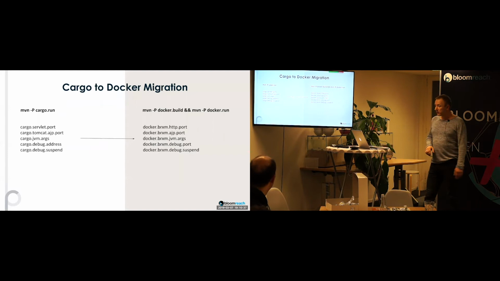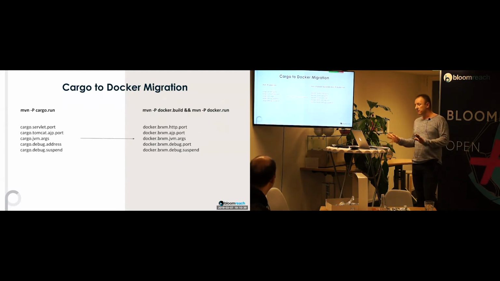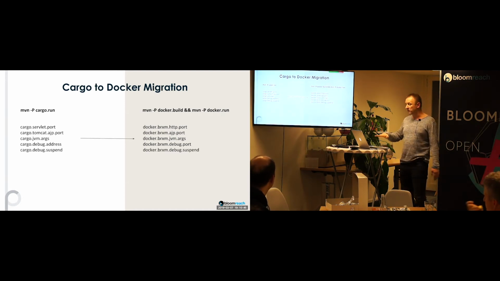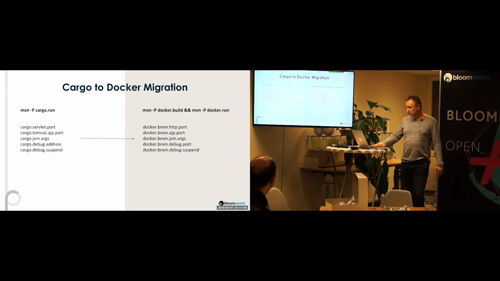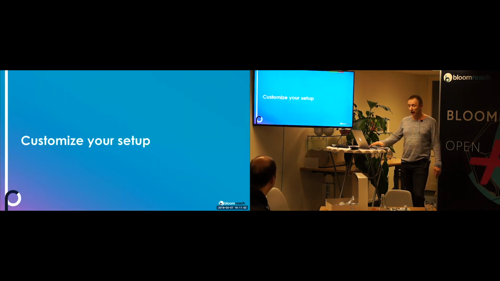Yeah, speaking of cargo to Docker migration, like I said, there is feature parity, and it also covers system properties. So for each cargo property, there is a corresponding Docker-related property, so the transition should be pretty smooth.